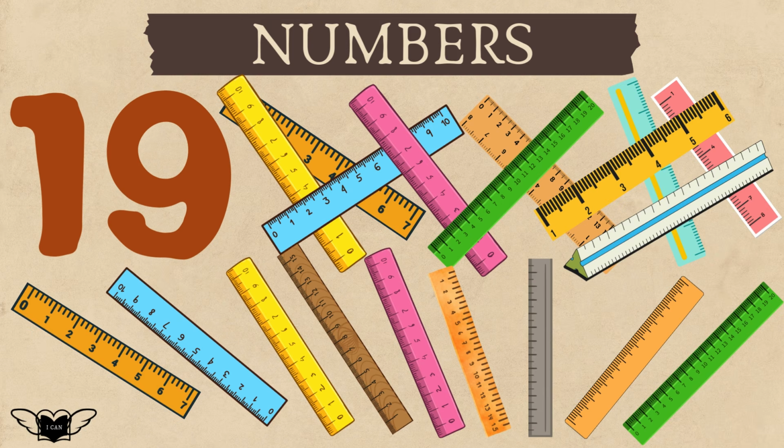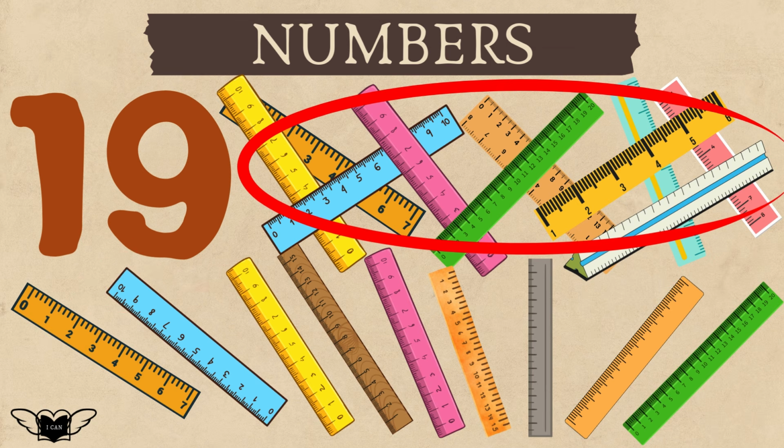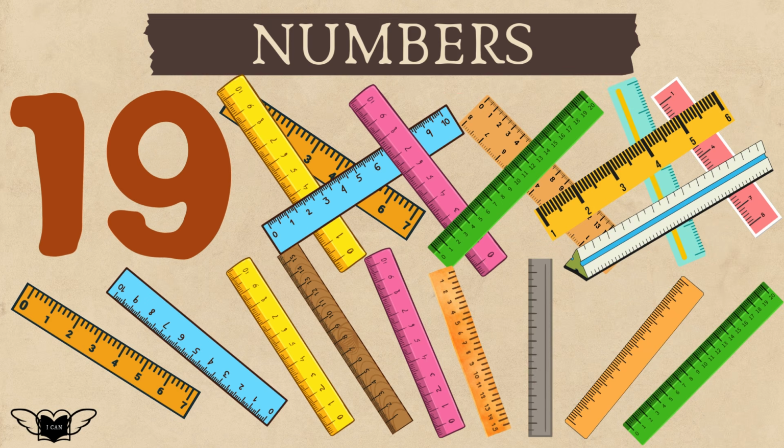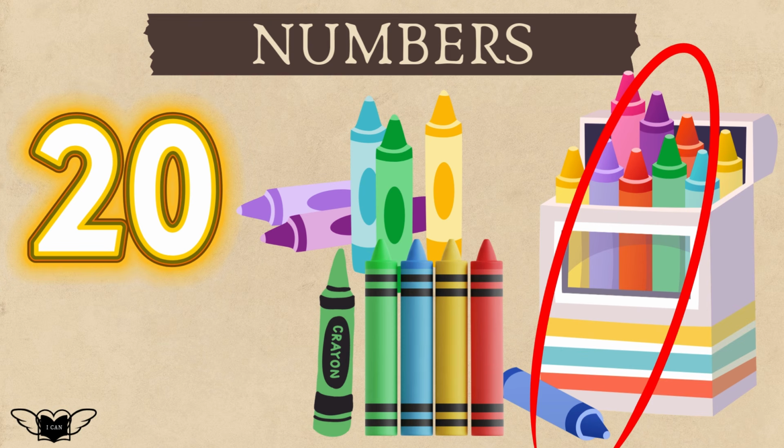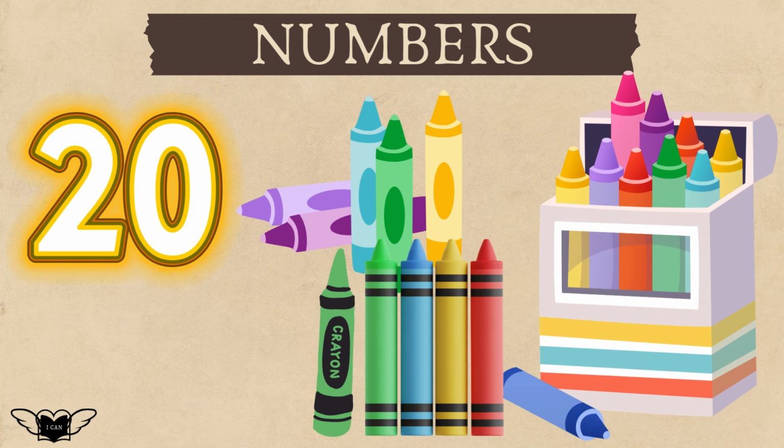19 rulers. 10, 11, 12, 13, 14, 15, 16, 17, 18, 19. 19 rulers. 20 crayons. 10, 11, 12, 13, 14, 15, 16, 17, 18, 19, 20. 20 crayons.